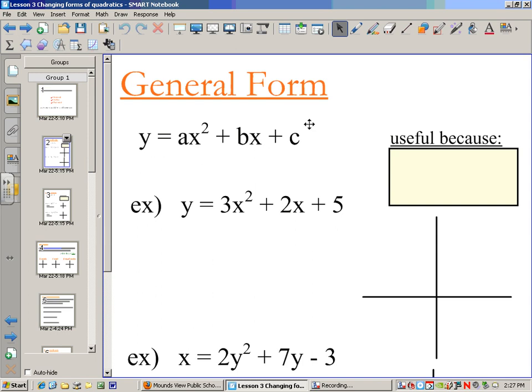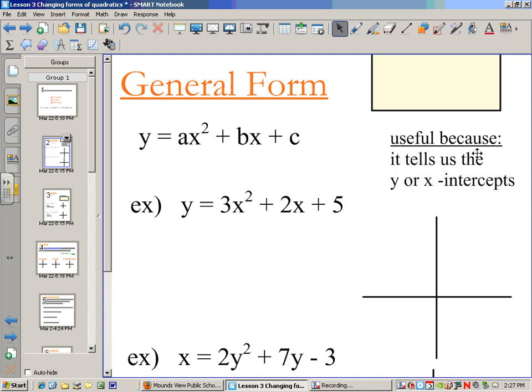The general form is y equals ax squared plus bx plus c, or you could say x equals ay squared plus by plus c. This is useful because it tells us the x or y intercepts, depending on what this is solved for. So in this case, it gives us the y-intercept. So our y-intercept is at 5.